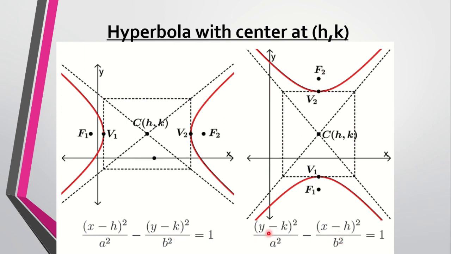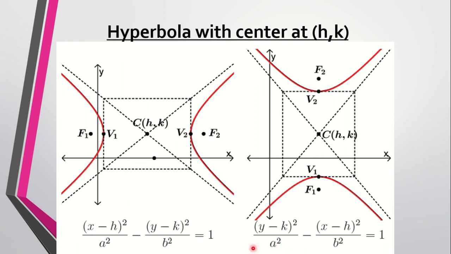Dito din, (h, k). And then, titingnan lang din natin kung ano yung positive na squared variable. So, dito, x. So, ang axis natin or transverse axis natin ay horizontal or parallel to the x-axis. And, yung hyperbola natin, yung two branches opens to the right and to the left.